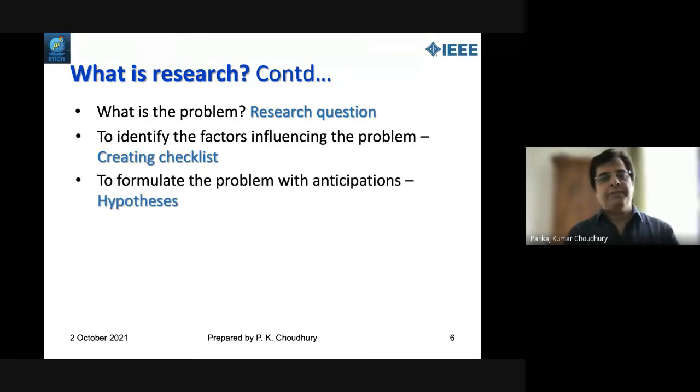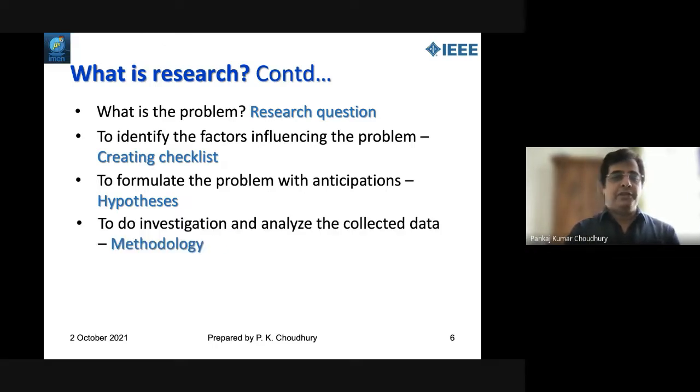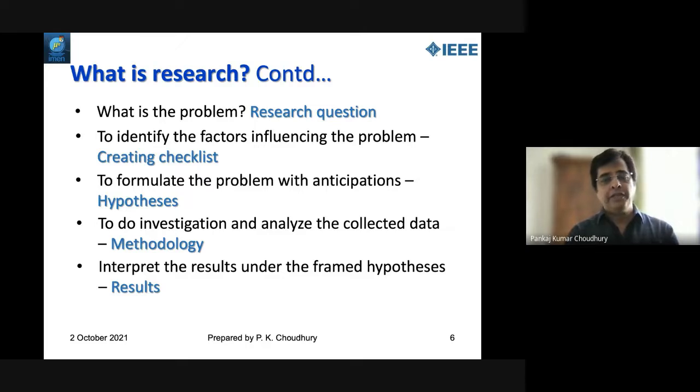Then based on the checklist, one has to formulate the problem with anticipations. That is called a hypothesis. So all these things are usually involved when you write a research project. And based on the hypothesis, you have to investigate and analyze the collected data, that constitutes the methodology part of the project. Then you have to interpret the results of maybe a theory or maybe an experiment. And finally, you have to summarize the results in the form of a conclusion. So that is basically the solution to the problem.